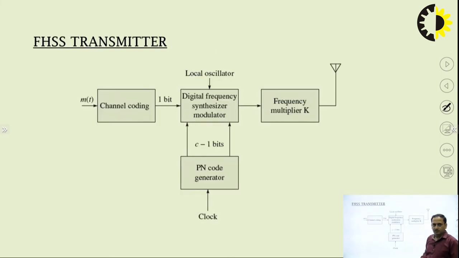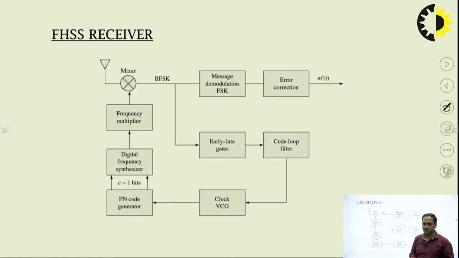The same frequency tables will be mentioned here. How to choose that? These bit patterns will come in from here, okay? In the same thing, we are using the message signal and the PN code generator, we multiply with the synthesizer, then we do the frequency multiplication, and then we transmit from the transmitter. The receiver section has the same procedure.